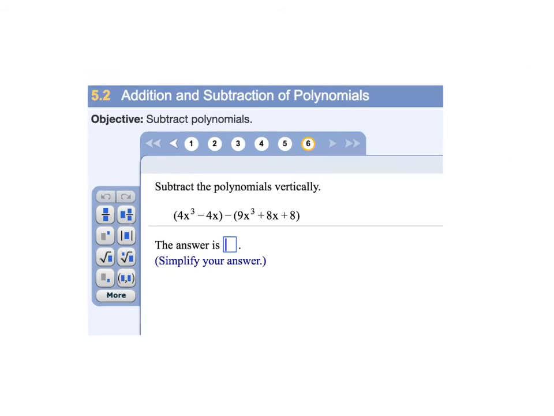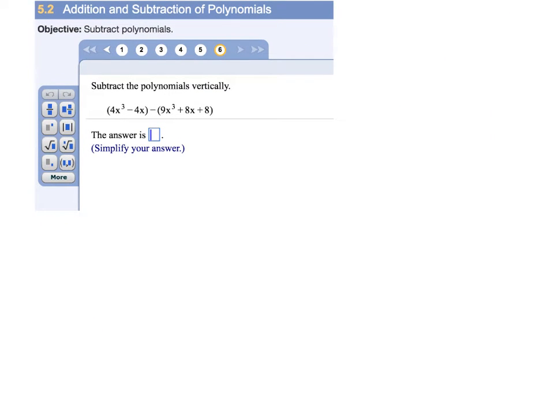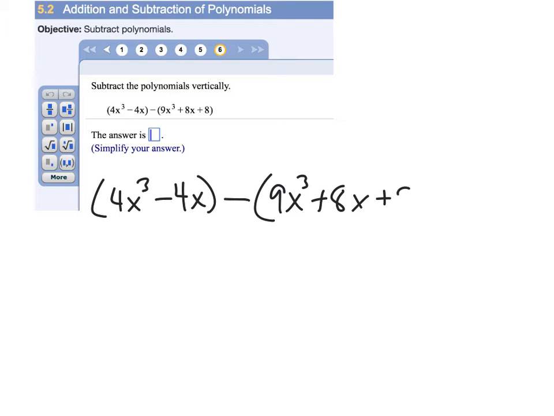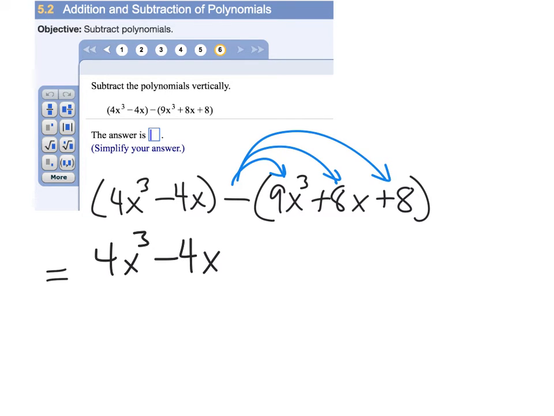And the last one. So we've got 4x cubed minus 4x in parentheses minus the quantity 9x cubed plus 8x plus 8. All right, so this first term, we have no number in the front and it's positive, so we don't have any need for the distributive property, so we can just drop the parentheses. But we do have parentheses, we have to distribute the negative here.